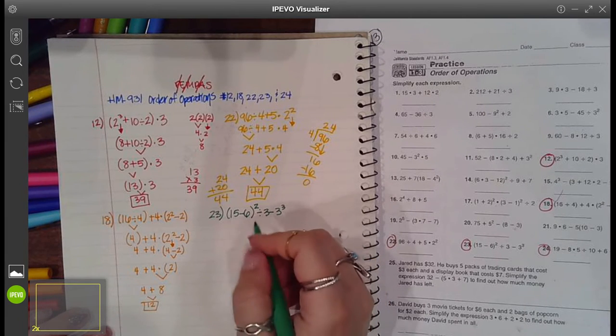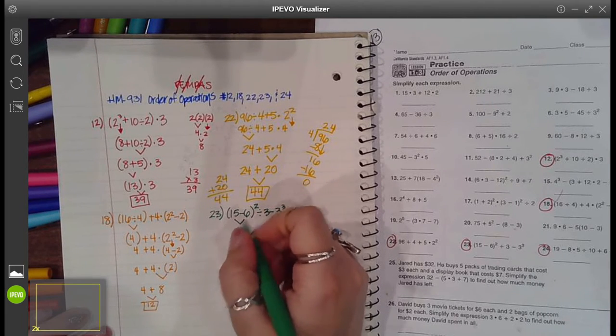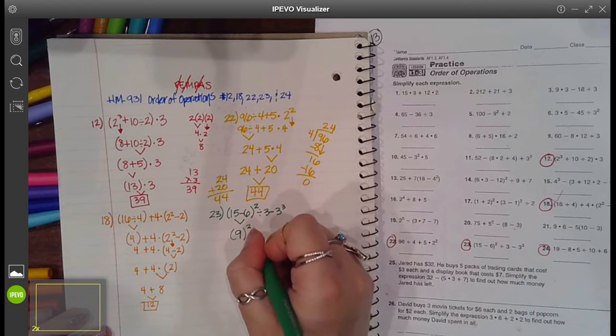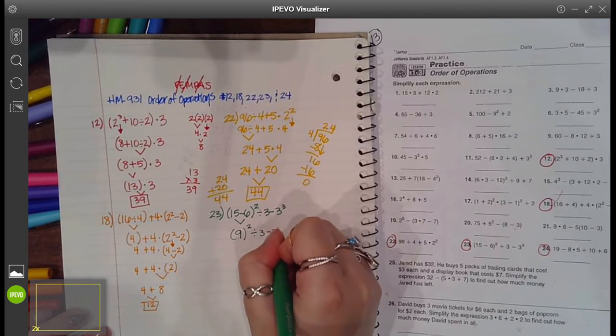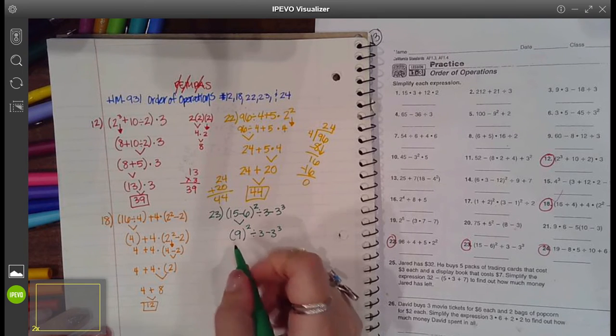P for PEMDAS. So parentheses first. 15 minus 6 is what? 9. Close the parentheses, squared, divided by 3 minus 3 cubed. All right. Parentheses are down to a single number.